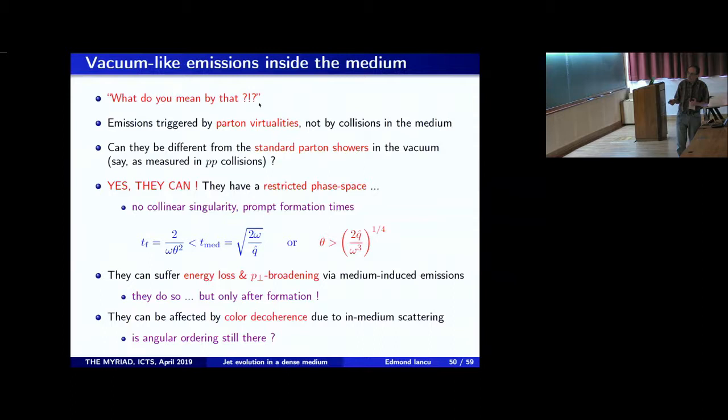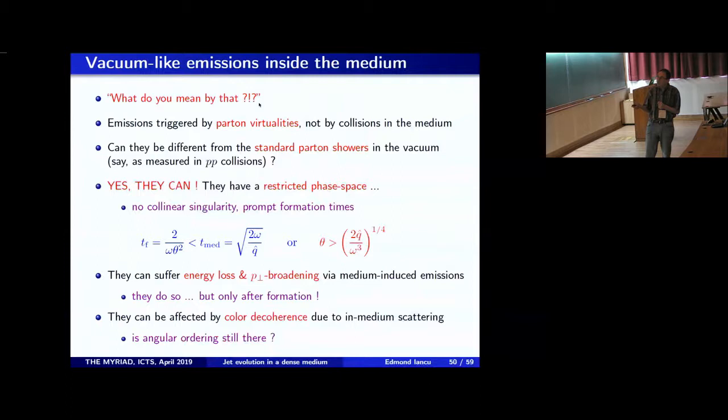So I have the same mechanism for a single emission, but when I have many emissions, the question is, what about the color coherence? Is the color coherence the same as in the vacuum, or is it modified by the medium? Is there still angular ordering? So there are a lot of questions to be addressed, even if we speak about vacuum-like emissions. They're vacuum-like in the sense of being triggered by virtualities, but otherwise they can be modified by the medium in many ways.